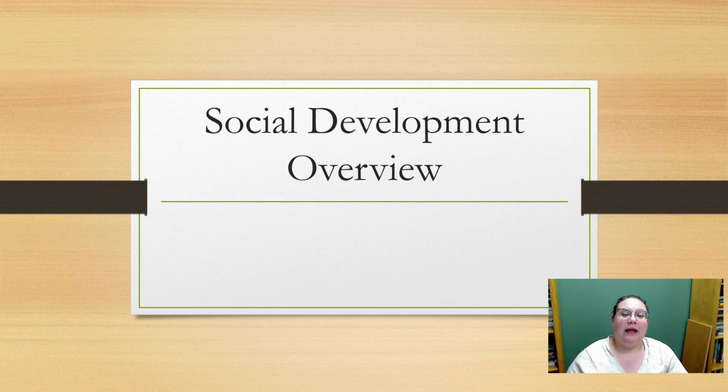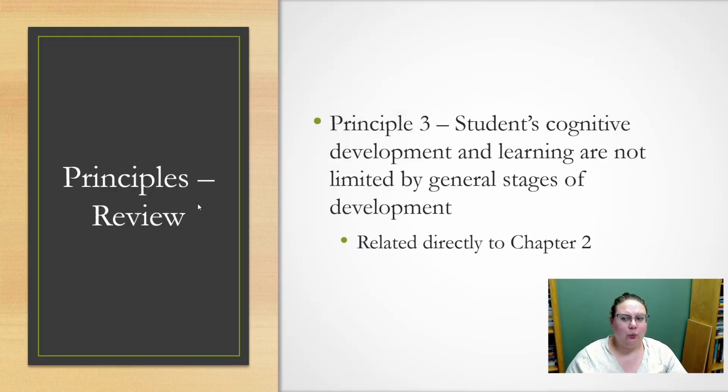So last week we focused on principle number 3, which specifically states that students' cognitive development and learning are not limited by general stages of development. This goes directly back to when we were learning about Piaget, and specifically his 4 stages of cognitive development. So we had the sensorimotor stage, pre-operational, concrete operational, and formal operational, right?